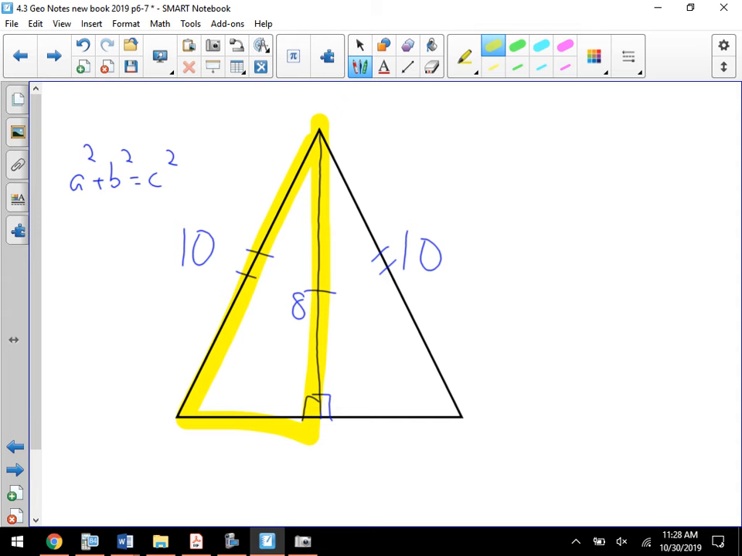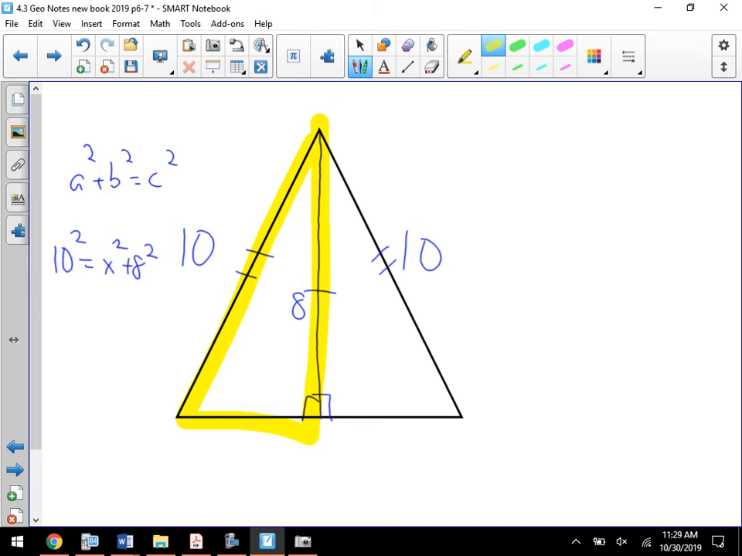The biggest. Well, do we know it's the biggest one versus the other one? Well, where is it across from? The hypotenuse is always across from the 90. These are things that you haven't technically learned yet, but yet you know. So we know that 10 squared has to equal something squared plus 8 squared.